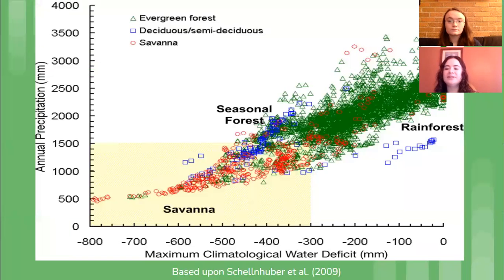This diagram shows the average precipitation of the rainforest, seasonal forest, and the savanna. Unlike the Amazon, a seasonal forest has an average precipitation of about 750 to 1,500 millimeters per year, whereas the savanna has about 500 to 1,000 millimeters per year.